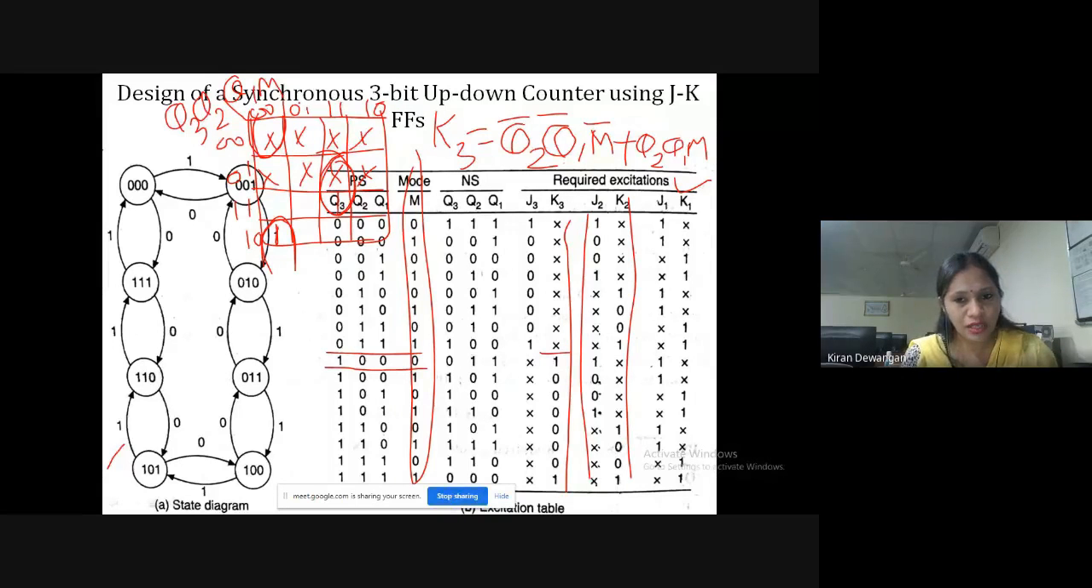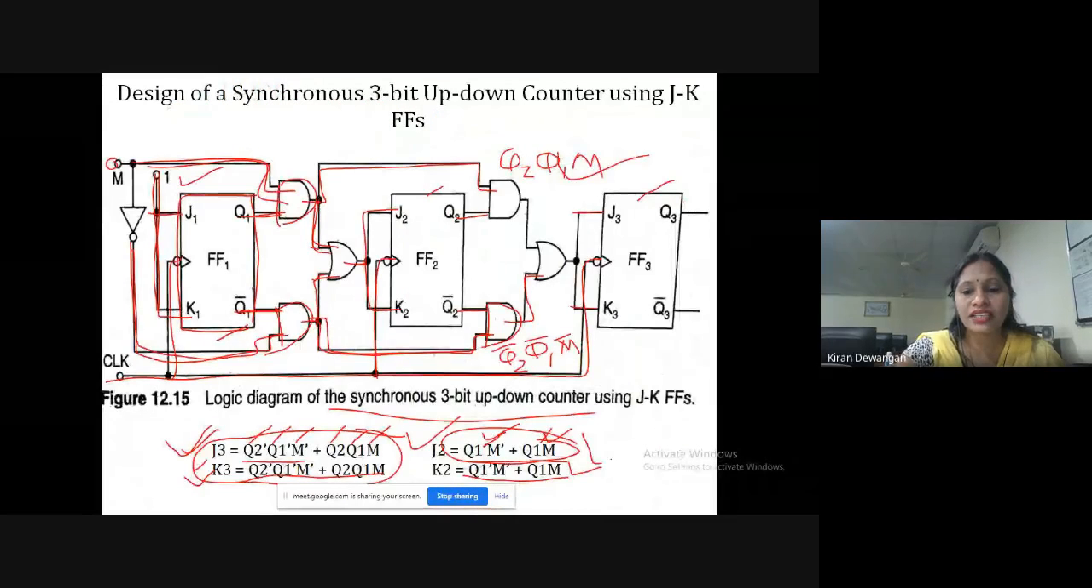अब एक्साइटेशन टेबल लिखने के बाद we will write the expressions. एक्सप्रेशंस के बाद आप ये फाइनल डिजाइन करोगे. ठीक है. So this is how we design our 3-bit up-down counter using JK flip-flops.